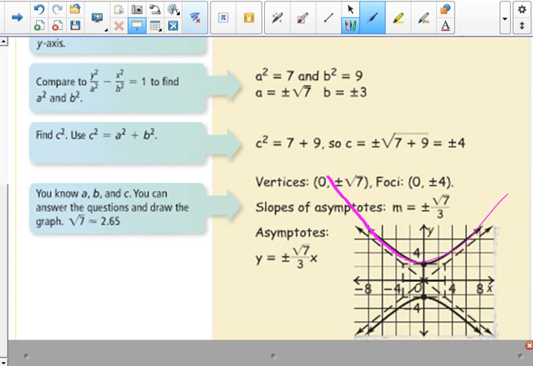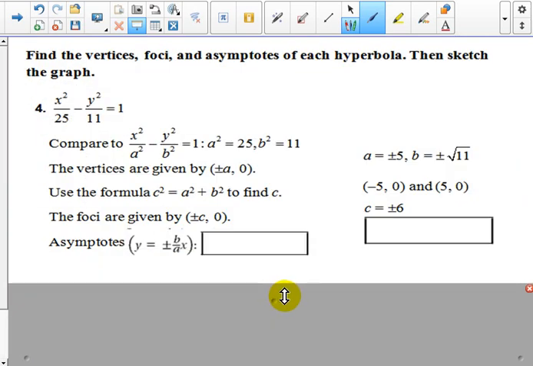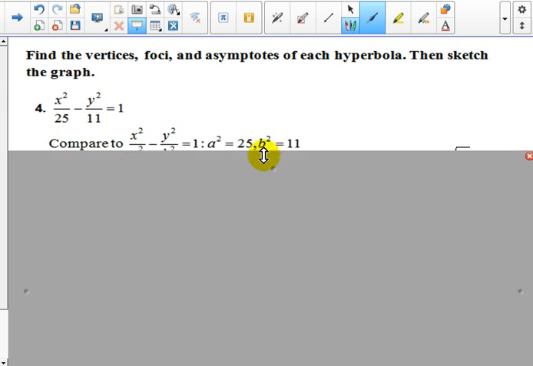So it's going to go like that and that. And that's how you draw your hyperbolas. Okay? So that's everything that you need to know for this assignment. We've got time to do number 4 together, so let's do that.